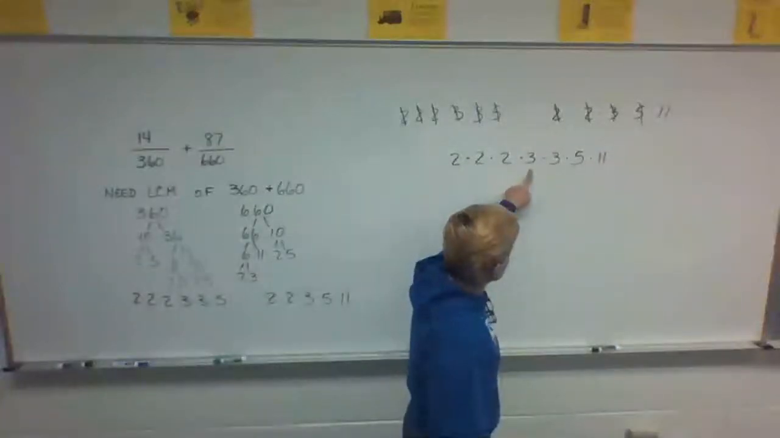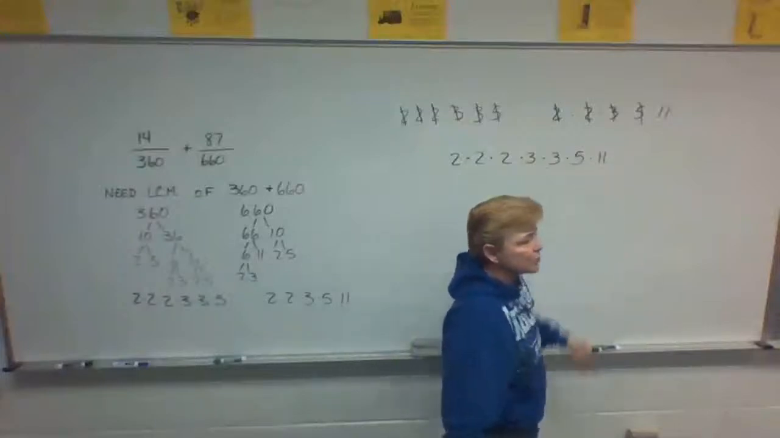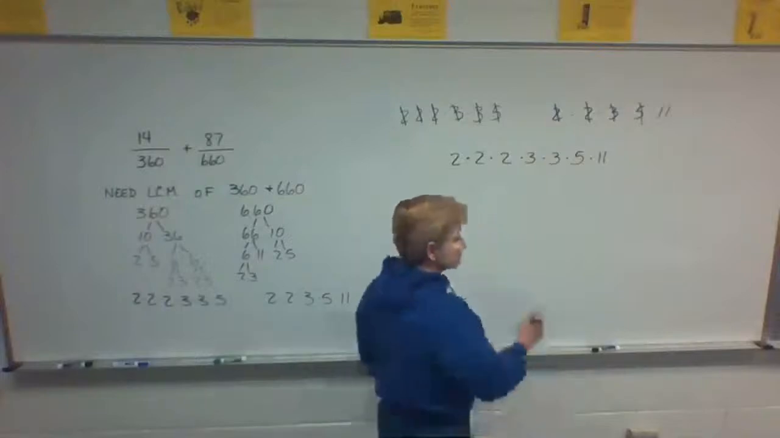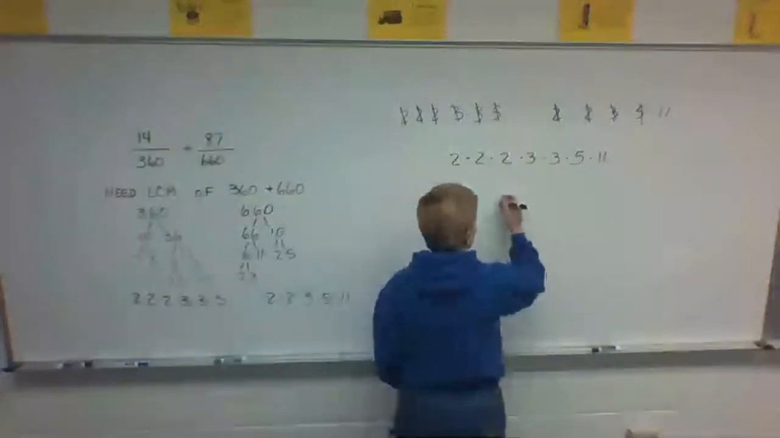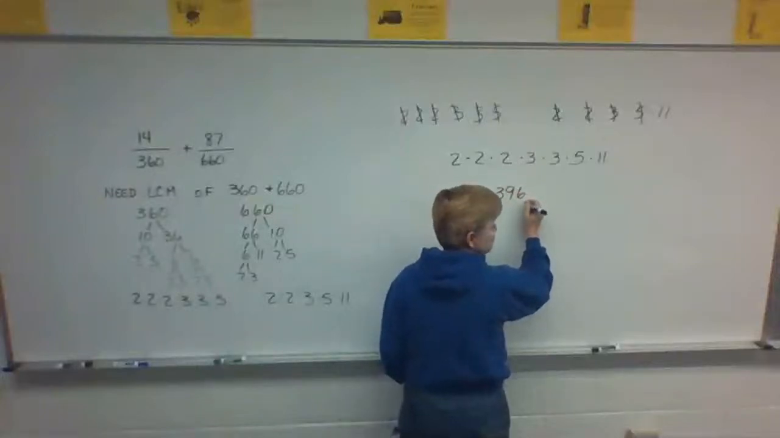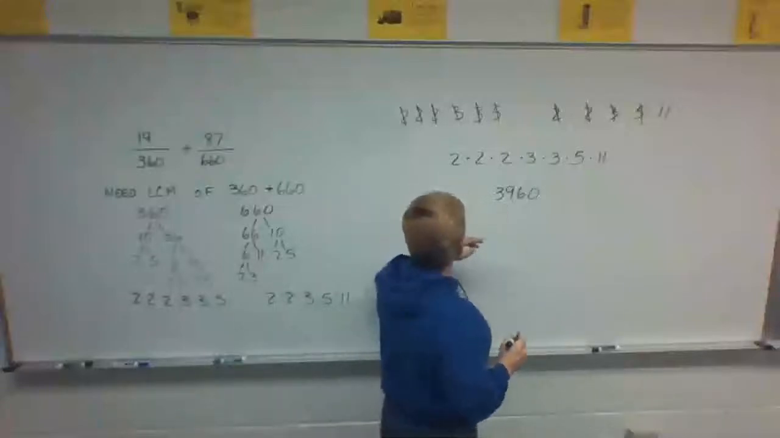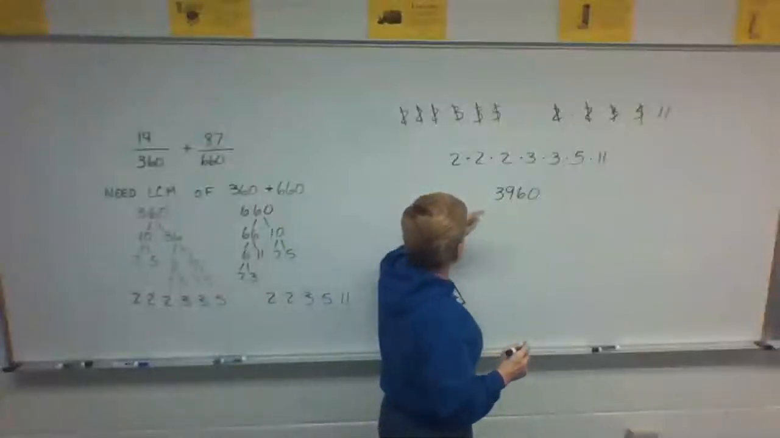8 times 9 times 55 is the least common multiple. What is that? 3,960. One more time. 39? 60. 3960.